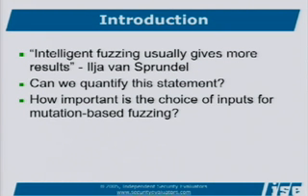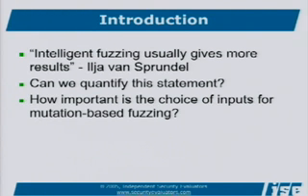Right. So one of the founding fathers of fuzzing has this quote in his paper: "Intelligent fuzzing usually gives more results." And that totally makes sense, and everyone knows it's pretty much true. But the question is, what's more, right? Because doing intelligent fuzzing is just an order of magnitude harder than dumb fuzzing, and so the question becomes: is it worth your time to do the intelligent fuzzing or not? And that's what I kind of wanted to find out.